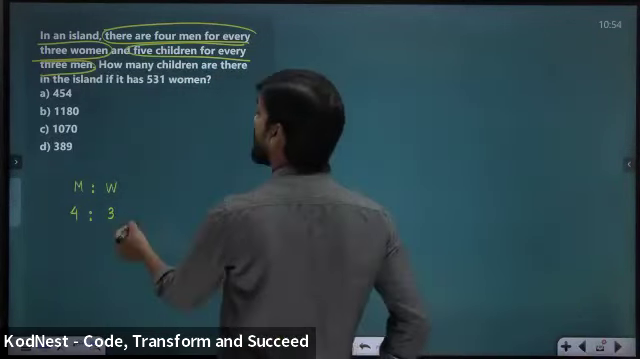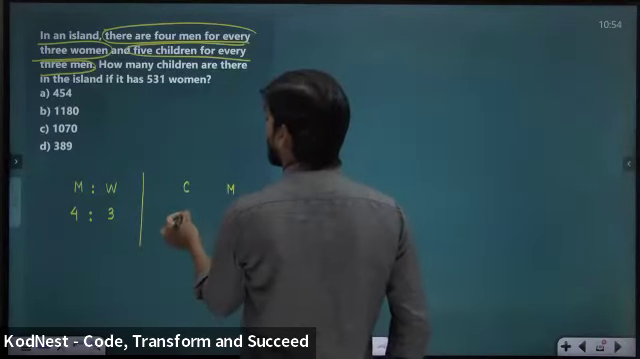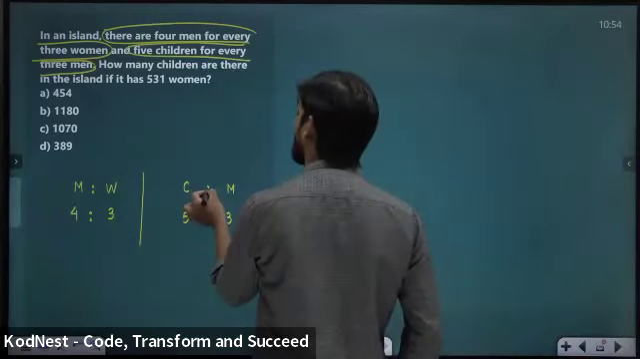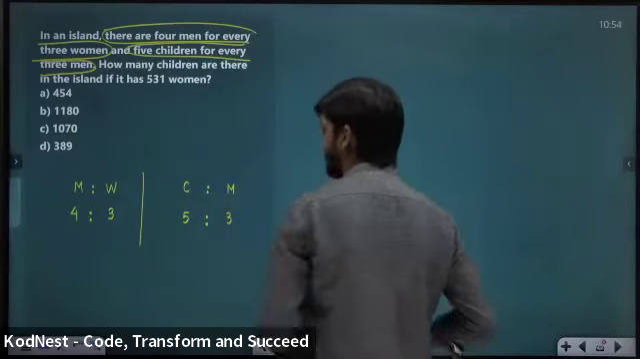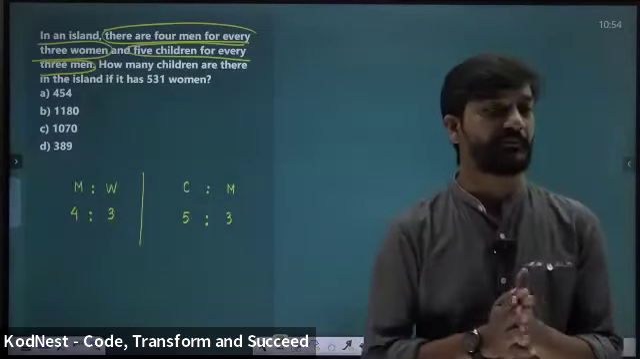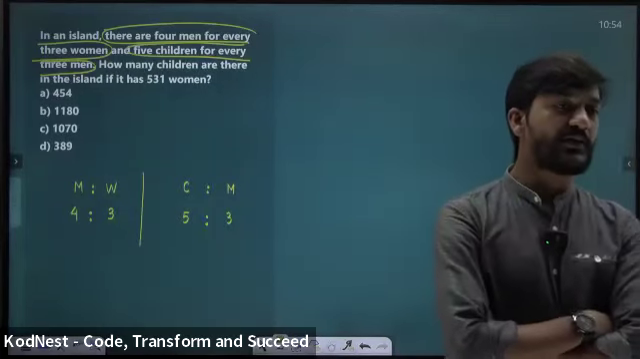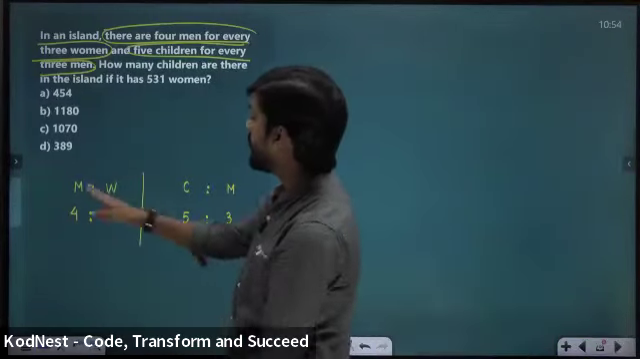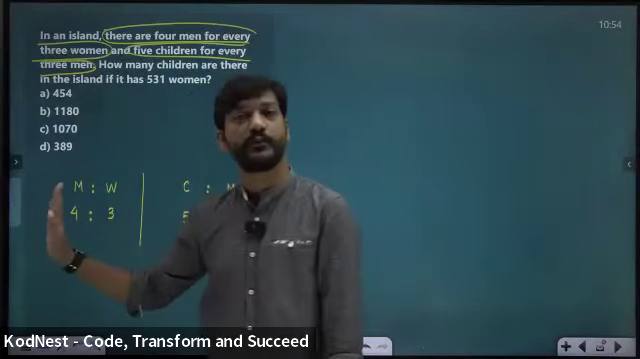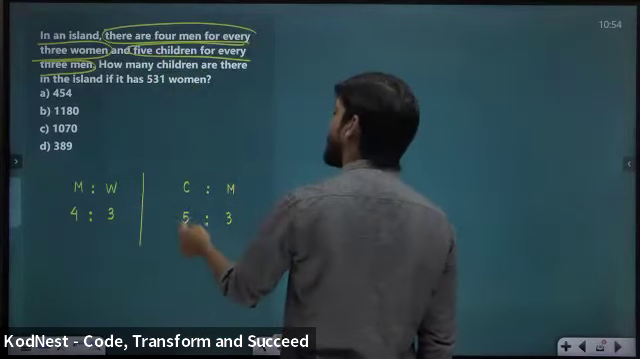Similarly, they have given for children and men also. So children and men. Okay, 5 children for every 3 men. So the children and men ratio is given. Anyone who has a doubt in this, how we have written the ratio? Carefully see, please. For every 4 men, there are 3 women. The question is saying this is one separate ratio. Now this is one separate ratio. For 5 children, there are 3 men.